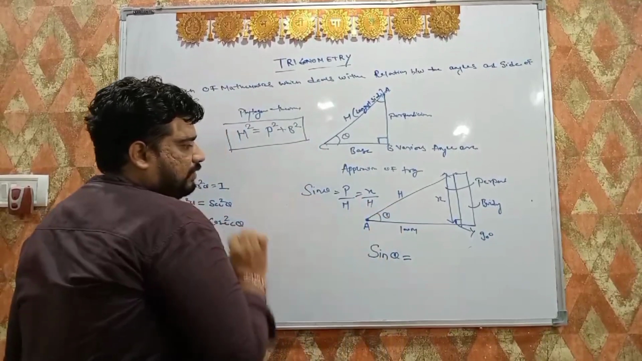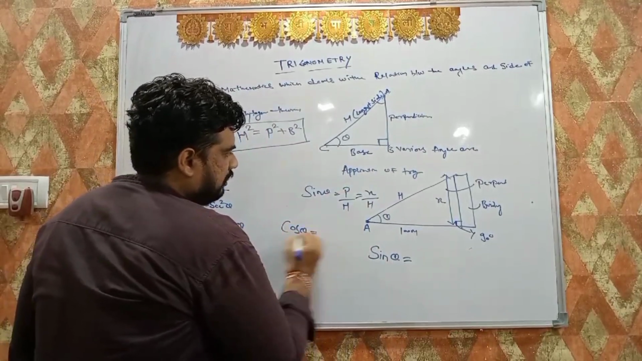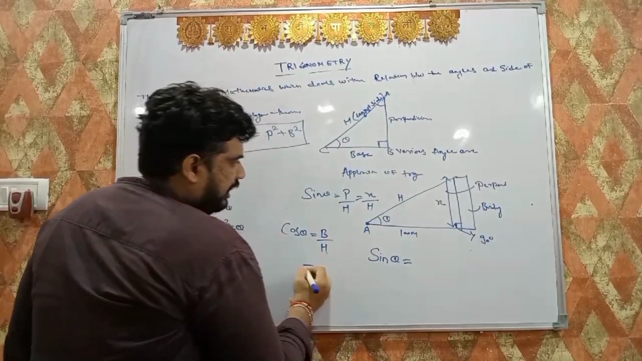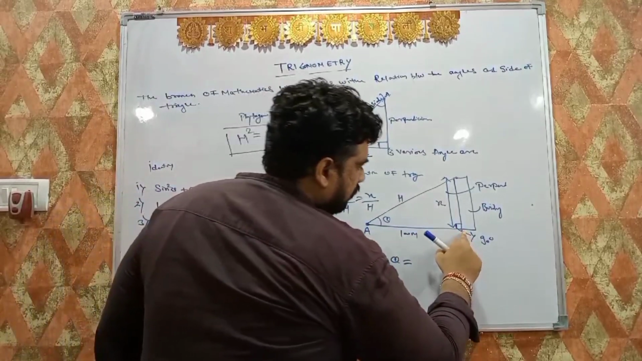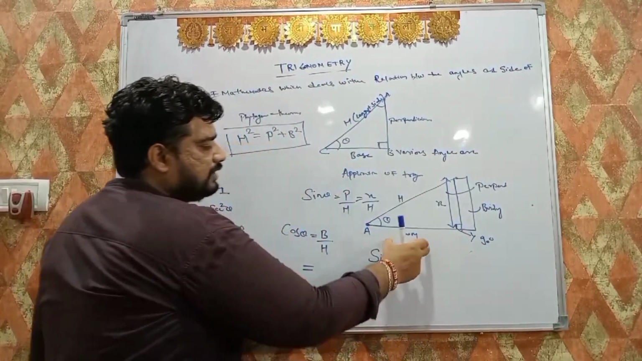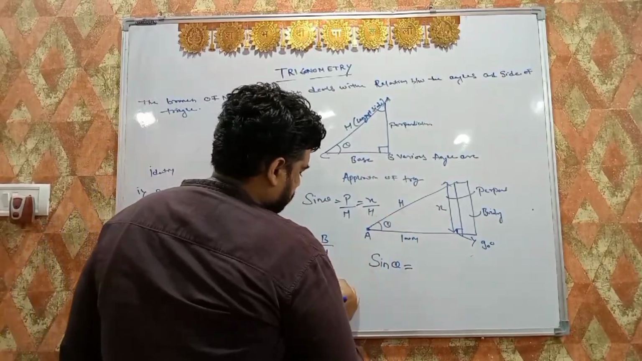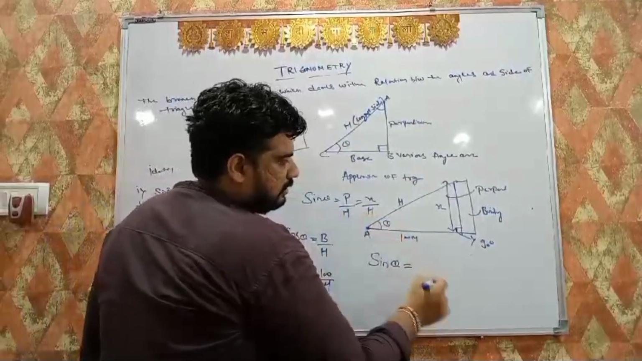There is a way to find the value of x, and another way is cos theta. We know that cos theta is base by hypotenuse, and the distance from where the boy is standing to the foot of the building is 100 meters, and the hypotenuse. So also we can calculate it if we know theta.